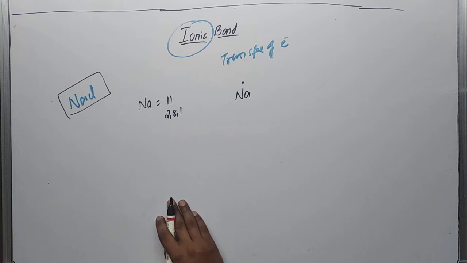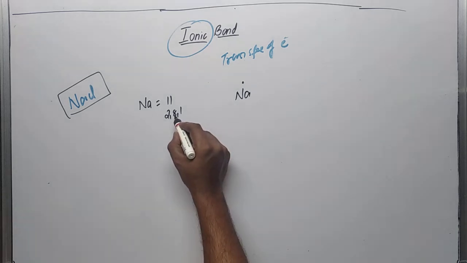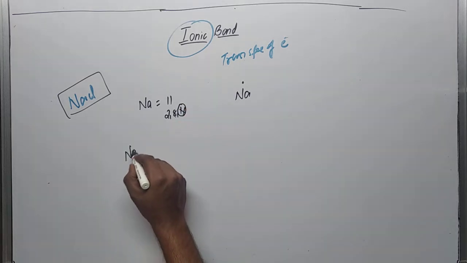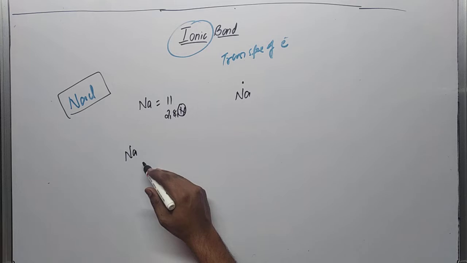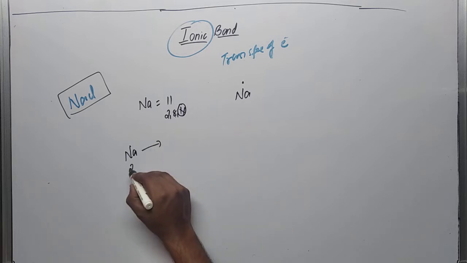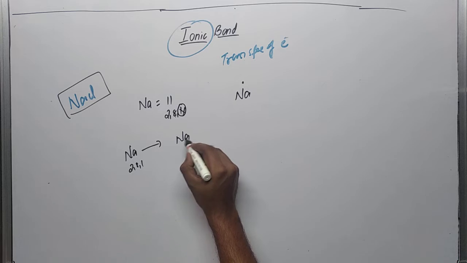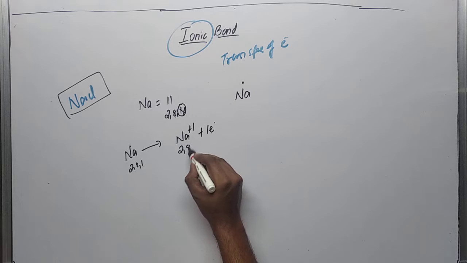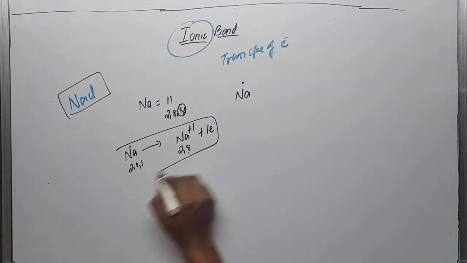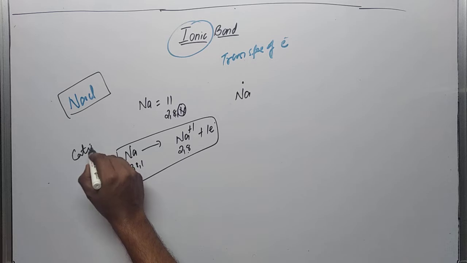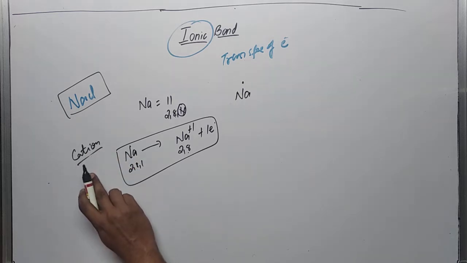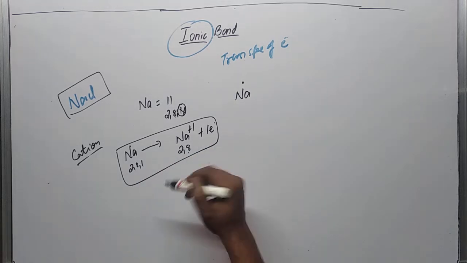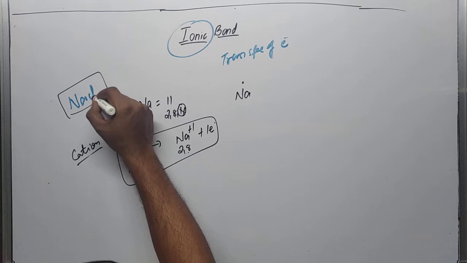As per the octet rule we have to make the last shell 8, so this one electron should be removed. When an electron is removed from the sodium, sodium will become Na plus 1, plus 1 electron. It means now it has 8 electrons in the last shell. So this is nothing but the formation of a cation. In the formation of a cation you have to write: sodium is losing 1 electron to form a cation.